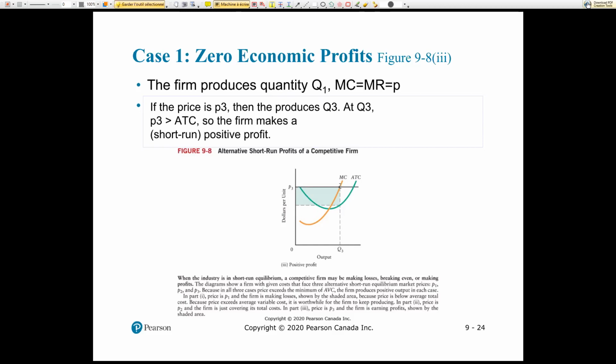So every time you see price above average total cost, there's a profit. And if the price is below average total cost, there's a loss. Thanks for pointing that out. All right.